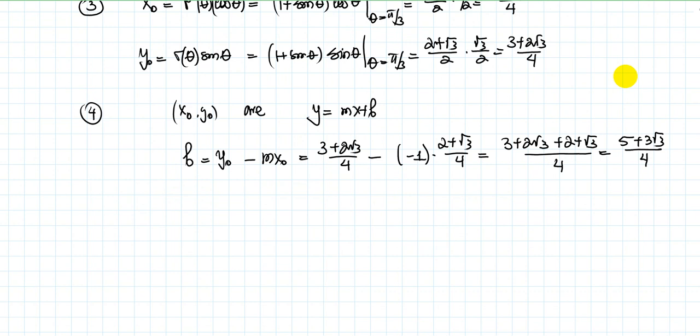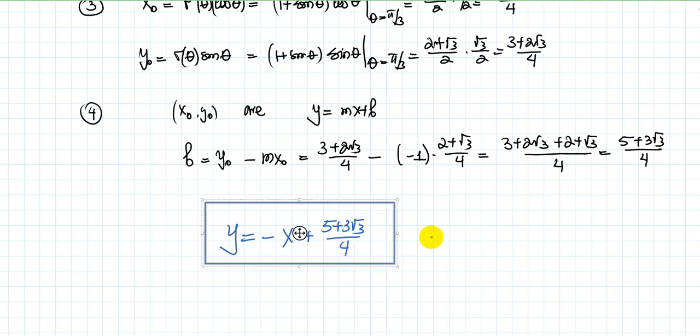So the equation of the tangent line to the cardioid at the point pi over 3 can be written as y is equal to minus x, that is mx plus b, plus 5 plus 3 square root of 3 over 4. So this is the equation of the tangent line to the cardioid at pi over 3.